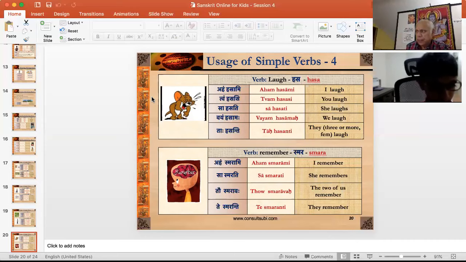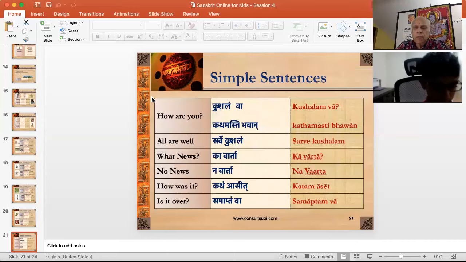Okay, let's go to some simple sentences. How to make simple sentences. Normally you meet somebody, you say, how are you, right? Here in Sanskrit, you say, kushalam va. Only 2 words, kushalam va. How are you? Or you can ask, katam asti bhavan. How are you? Katam asti bhavan means how are you? If you say everybody is fine, all are well, you say sarve kushalam.